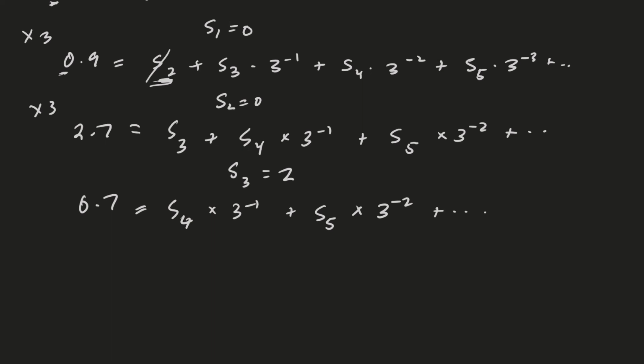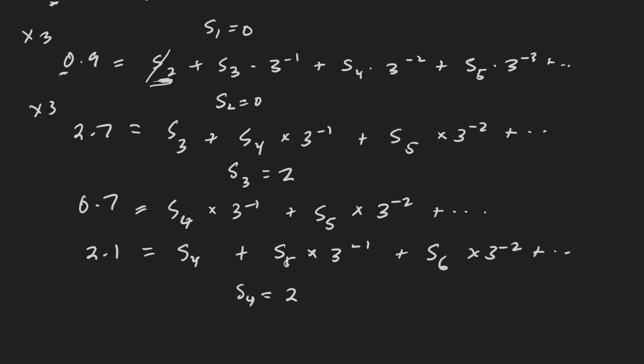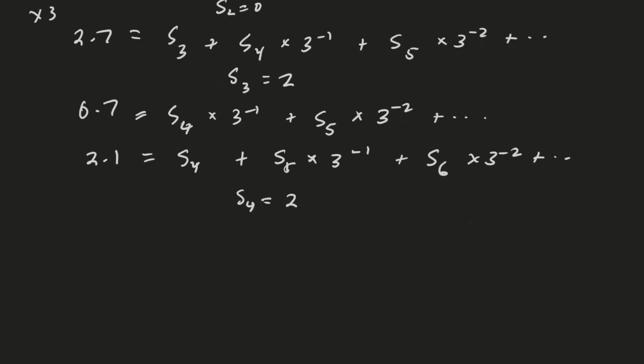Right? And so I multiply that by 3, and I get 2.1 is equal to S sub 4 plus S sub 5 times 3 to the minus 1 plus S sub 6 times 3 to the minus 2 plus, and so on. Okay, and now S sub 4 is equal to 2. Subtract 2 from both sides, and you get 0.1 is equal to S sub 5 times 3 to the minus 1 plus S sub 6 times 3 to the minus 2 plus so on.